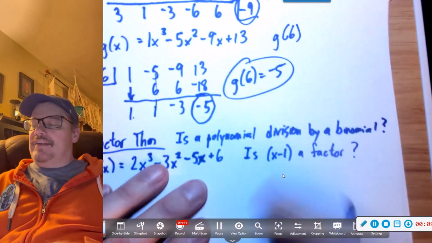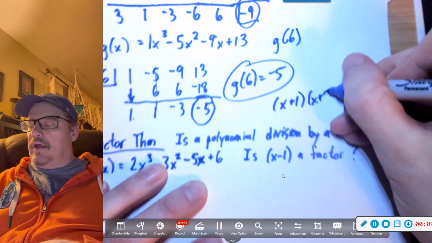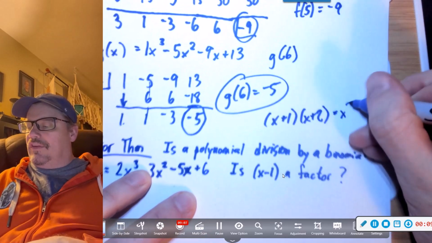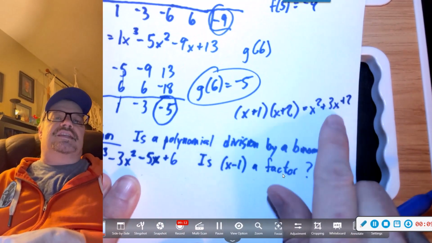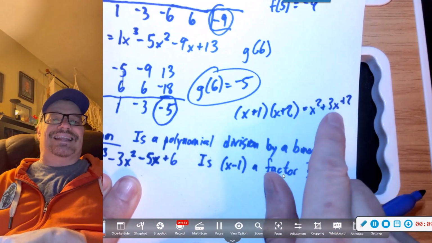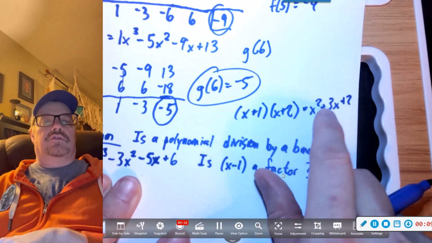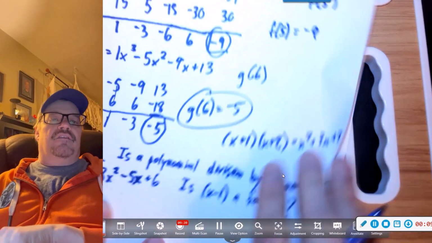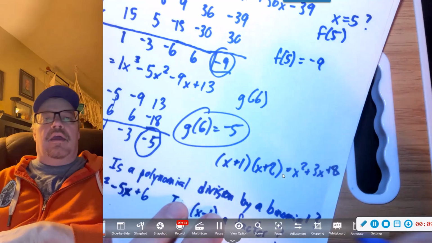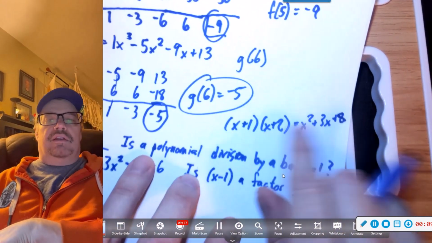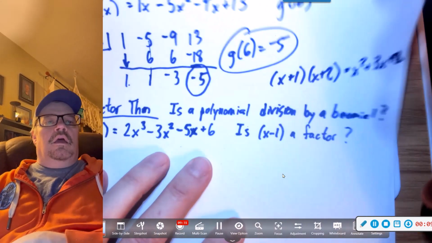So if I said (x plus 1)(x plus 2) equals x squared plus 3x plus 2, what we would say is these two factors go into this evenly. There's no remainder. If I were to make this an 8, that means these probably don't go in evenly, or one of them doesn't go in evenly.